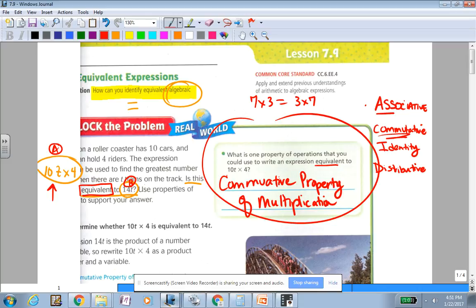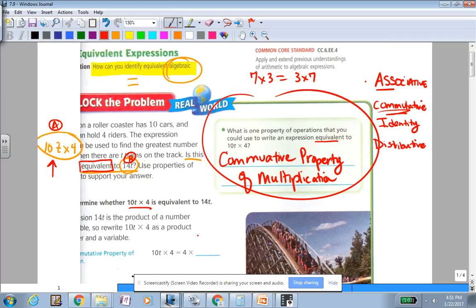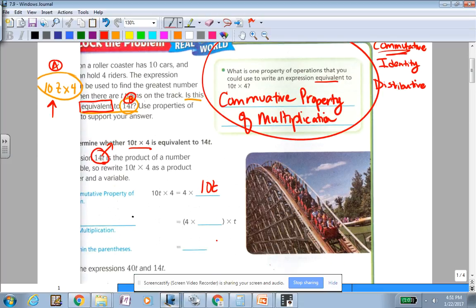Now I'm looking to determine whether or not 10t times 4 is equivalent to 14t. This particular expression, 14t, is the product of a number and a variable. I know that because here's the coefficient 14, here's the variable t. So I could rewrite it as I just did using the commutative property, where I can reverse the order. Okay, 10t times 4 can become 4 times 10t. All right, well, that hasn't completely helped us determine whether it's equivalent. Let's see if I can do something else.